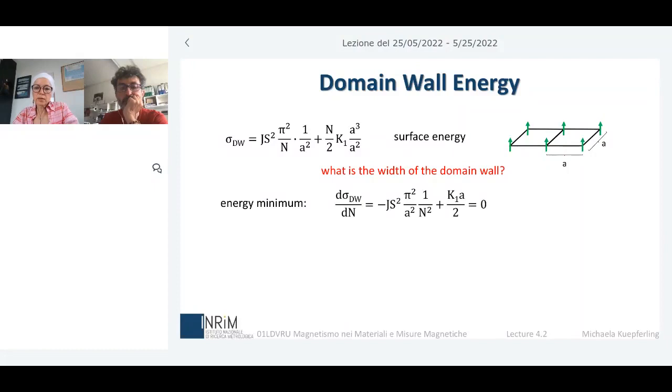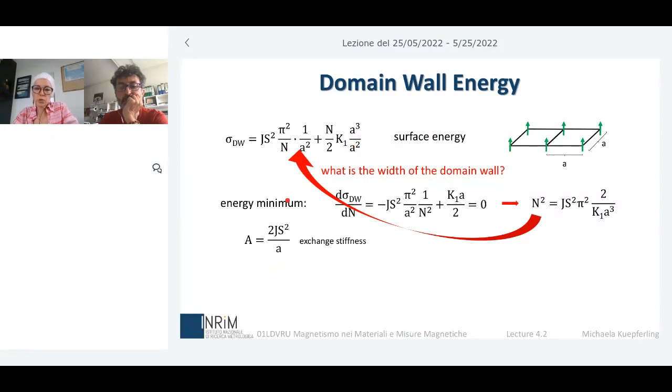So this is the domain wall energy, and what is the width of the domain wall? In order to get this, we have to minimize the domain wall energy with respect to the number of spin magnetic moments in your wall. So you put the derivative equal to 0, and then we can insert n in your domain wall energy, and you can use the exchange stiffness that also Vittoria used for describing the exchange. So instead of using J, you will use A.